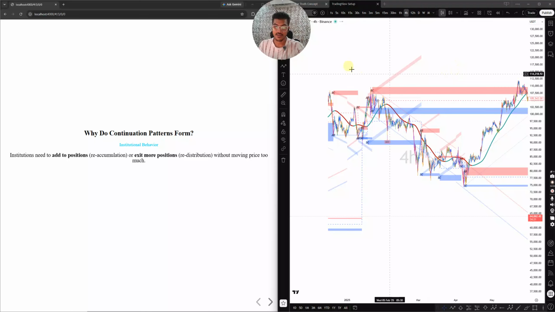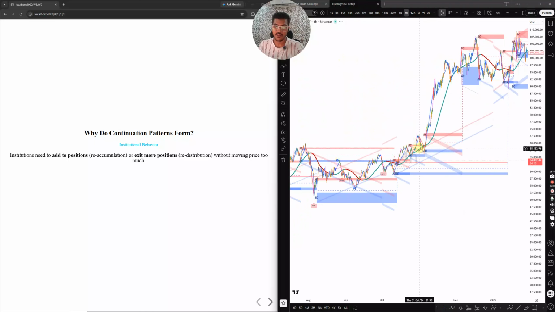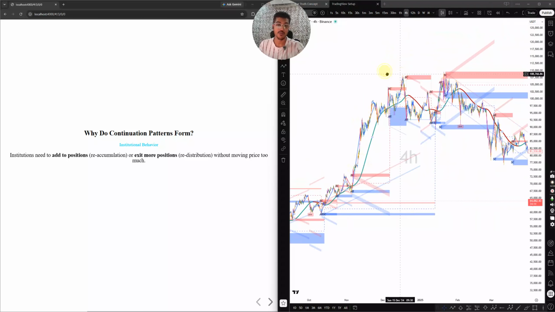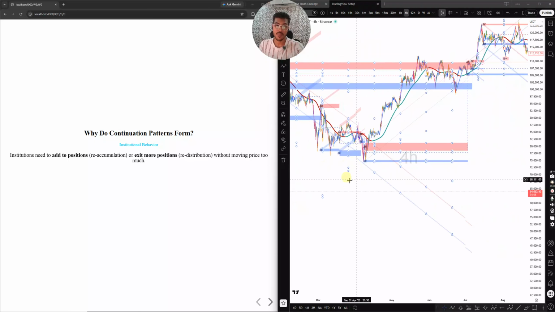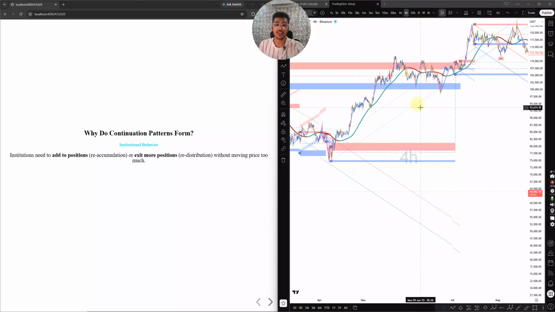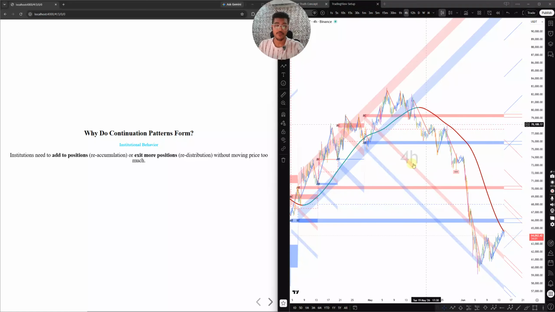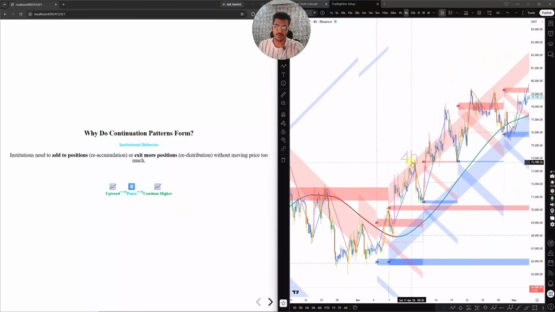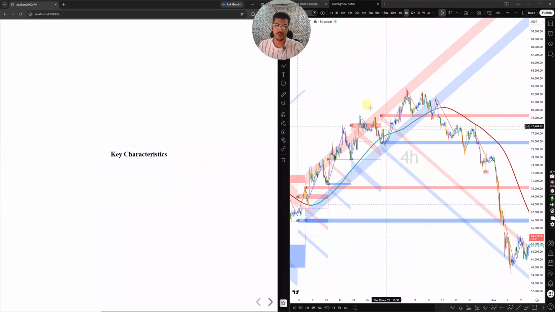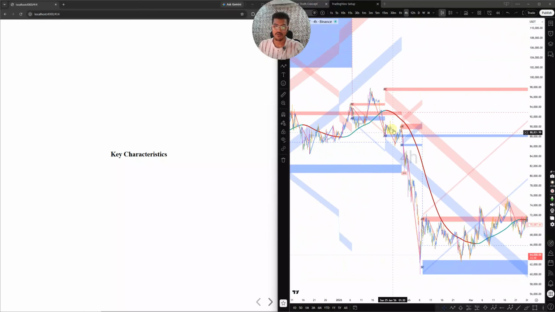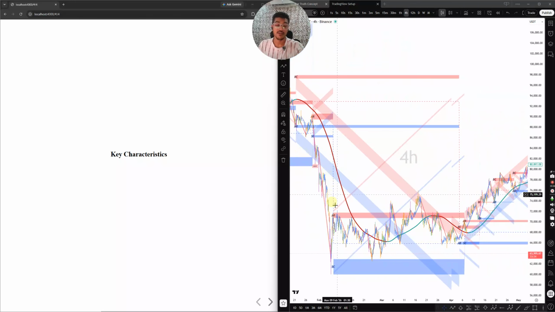Here, see, adding to their position, adding to their position, boom. And then distribution, and then redistribution. See, adding to their position, redistribution, boom. So this is how we figure out what the two different sorts of continuation patterns look like. Uptrend, pause, continue higher. You see, uptrend, pause a little bit, then continue higher, pause a little bit, then continue higher. And the same goes for downtrend: pause a little bit, then go higher, then go lower, like that.